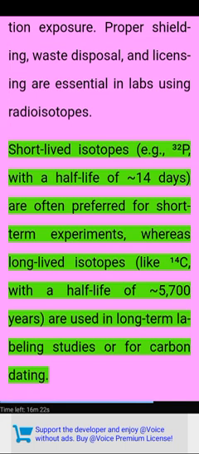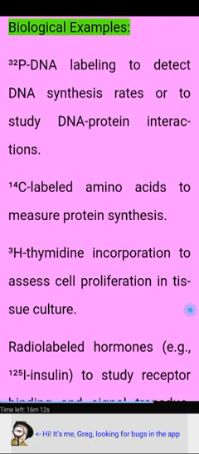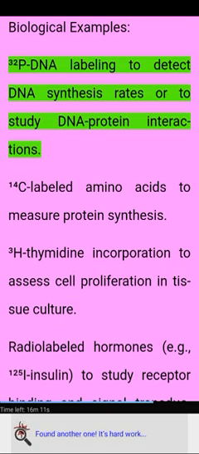Short-lived isotopes, e.g., ³²P, with a half-life of approximately 14 days, are often preferred for short-term experiments, whereas long-lived isotopes like ¹⁴C, with a half-life of approximately 5,700 years, are used in long-term labeling studies or for carbon dating. Biological examples: ³²P DNA labeling to detect DNA synthesis rates or to study DNA-protein interactions.